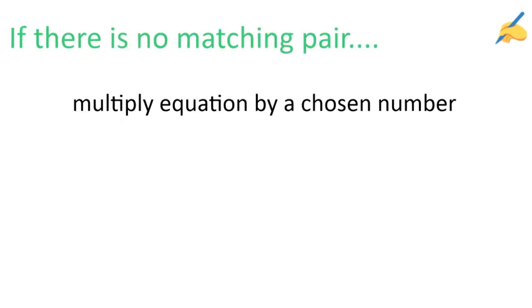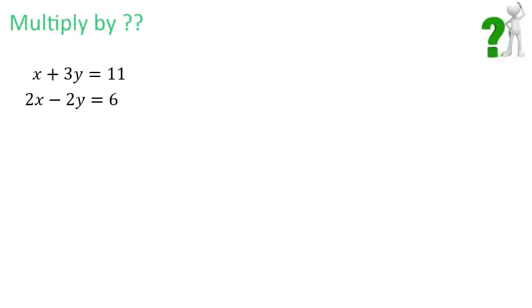Sometimes there will be no matching pair. In this case, you must multiply one of the entire equations by a chosen number in order to create a matching pair. So if we look at these two equations, there's no matching pair. But if I choose to multiply one of the equations by a number, I could create a matching pair. So I'm going to multiply this whole top equation by 2.